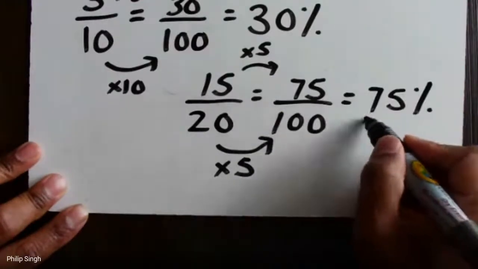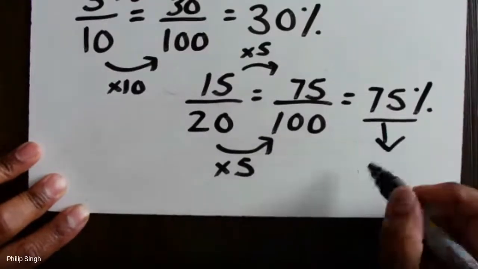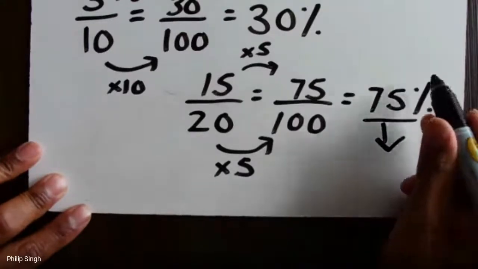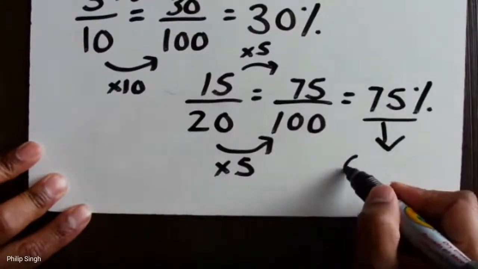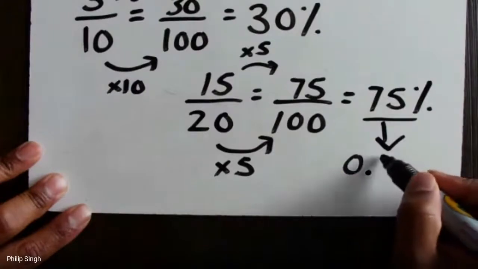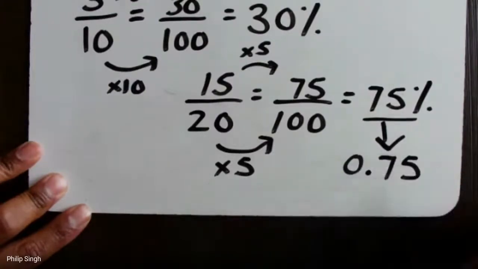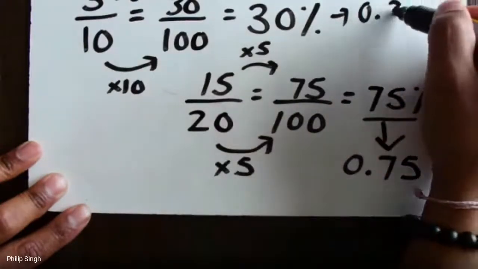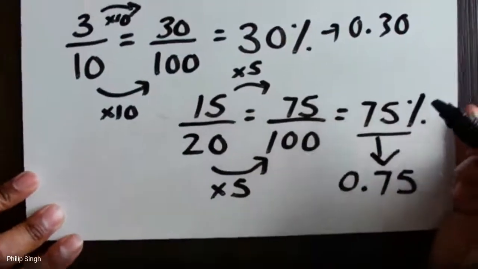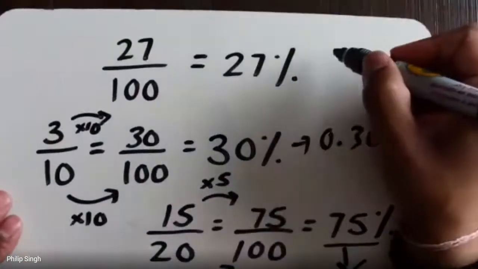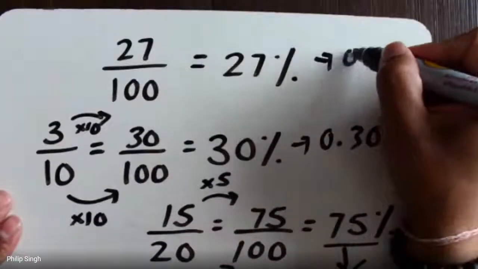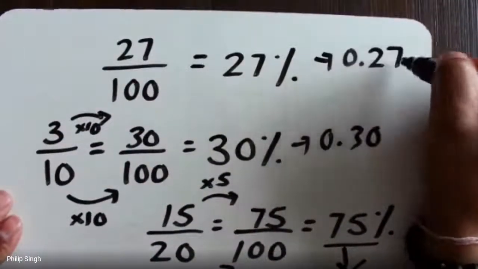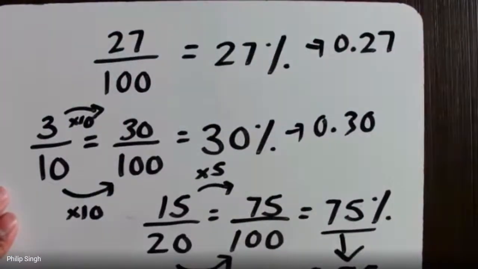Now, how does this percent relate to decimals? Well, we know that if this is out of 100, then that means that we have 0.75 hundredths. 30 would be 0.30 hundredths. And 27 would be 0.27 hundredths.